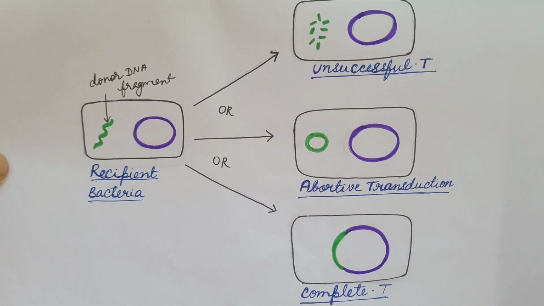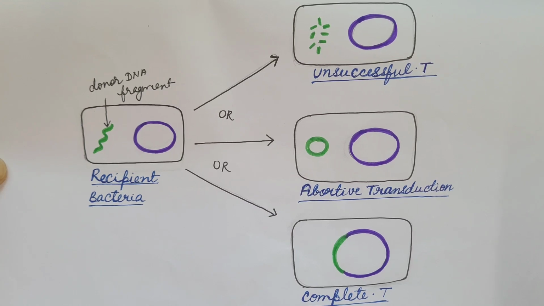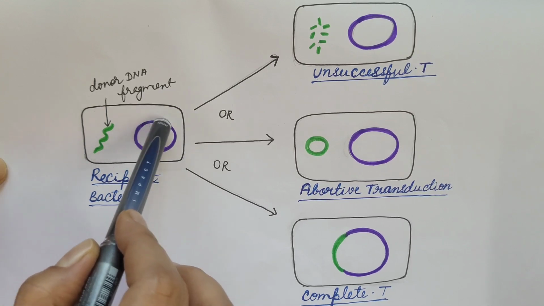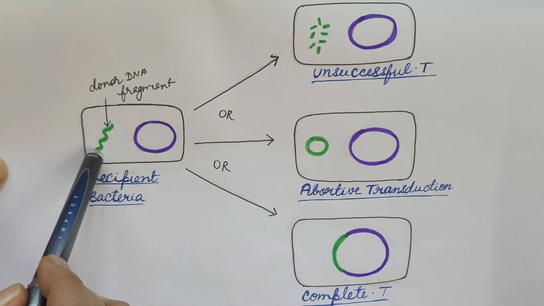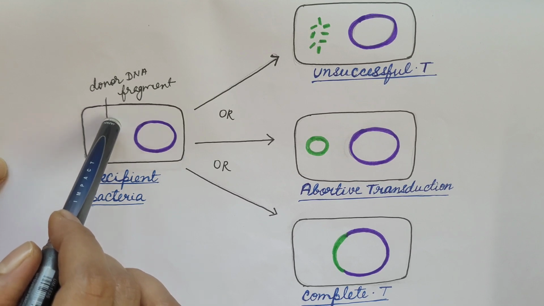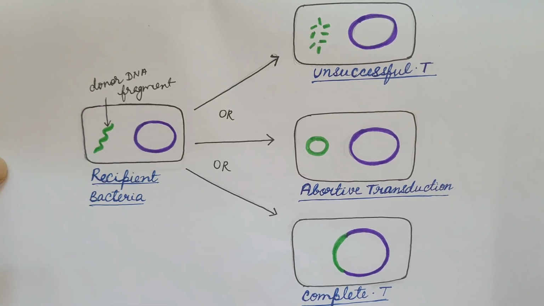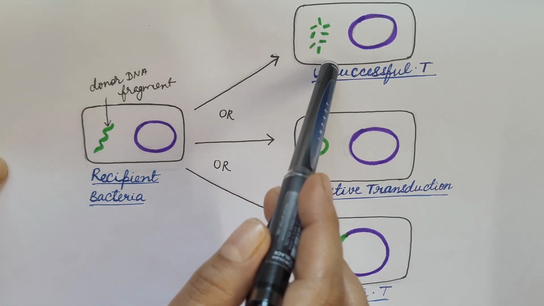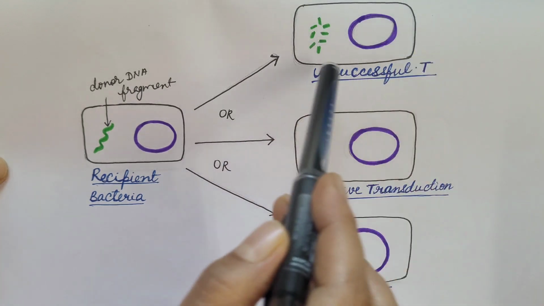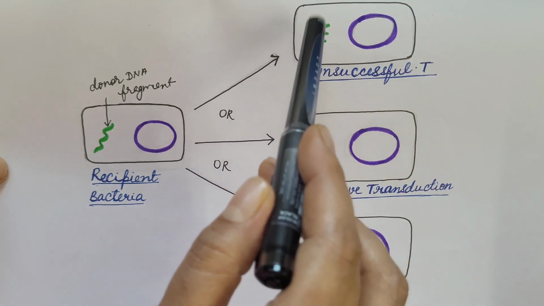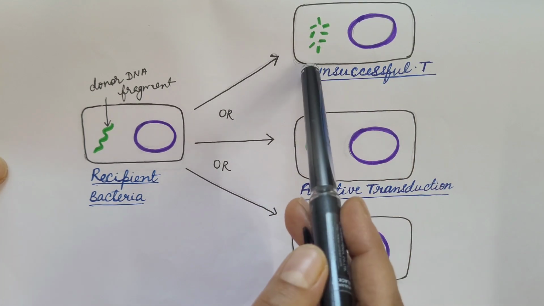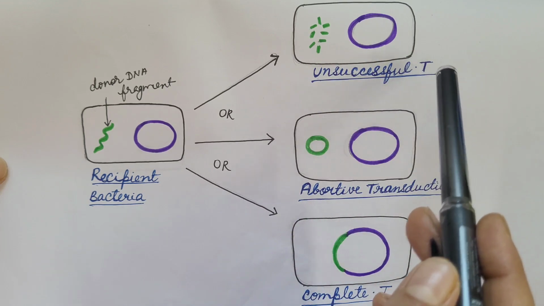Now let us understand these three fates with the help of a diagram. This is the recipient bacteria, and this is the recipient bacterial genome. This is the donor DNA fragment which the bacteriophage has injected during the infection. So it has three fates. In one fate, this donor DNA fragment is degraded, then absorbed by the cell and used as spare parts for the synthesis of any genetic material. This is known as unsuccessful transduction.